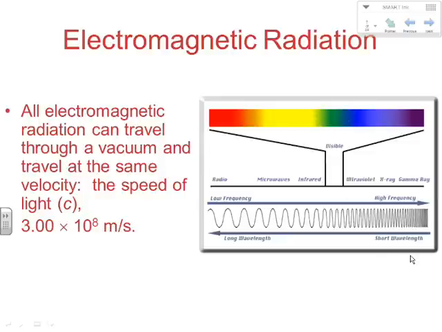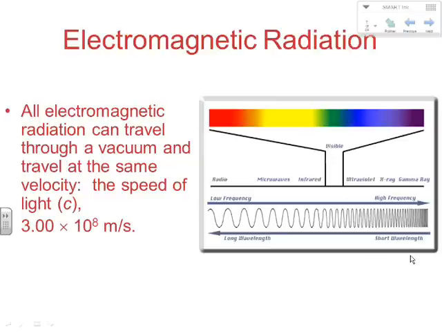Now remember, visible light is only one type of electromagnetic radiation. You should remember this discussion from pre-AP chemistry. Radio waves, microwaves, infrared, all are lower in energy and frequency than visible light, and then above visible light we have ultraviolet, X-ray, and gamma ray.